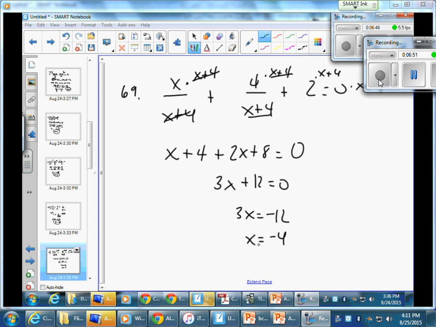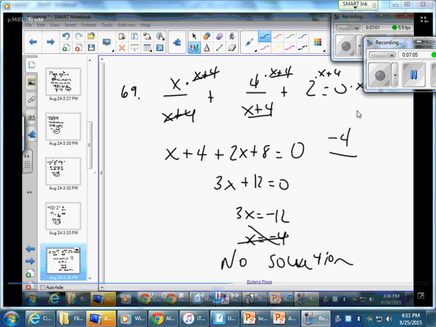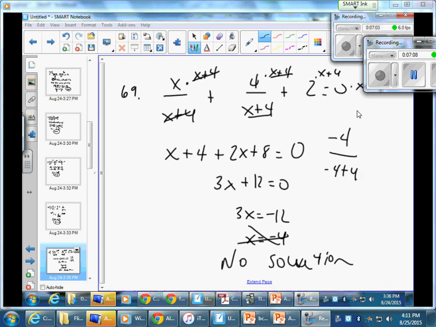But let's check it out. If x were to be negative 4, could you have a solution? No, because negative 4, if it was in the bottom here, you'd be dividing by 0. So you can't have an x value that's negative 4. So that's no solution. Because negative 4 plus 4 would be 0, and make it negative 4 divided by 0 if you were to try that problem. So that's what knocks it out.